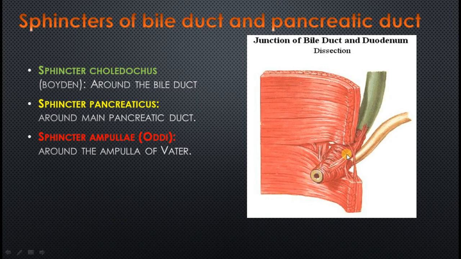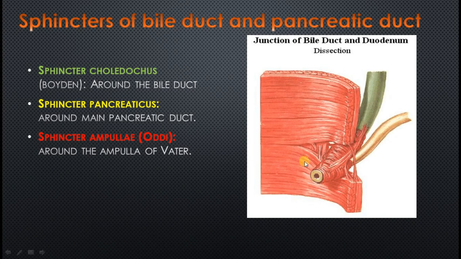The sphincter of Boyden offers resistance to the bile duct. The resistance is around 20 mm of water, whereas the bile ductal pressure is normally around 15. The bile ductal pressure is below the pressure of the sphincter of Boyden.